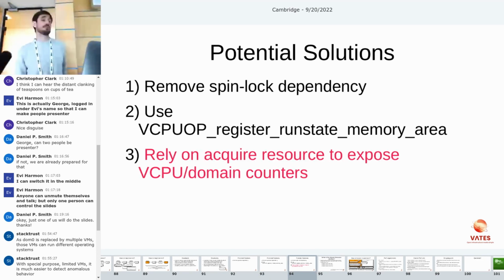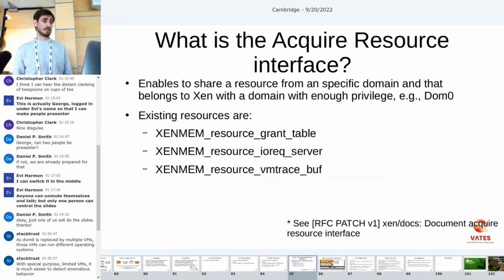So the third option was to try to rely on acquired resource to expose VCPU domain counters, and this is what I'm going to present next. So first, the first question is, what exactly is the acquired resource interface? It just enables sharing a resource from a specific domain that does not belong to Xen with a domain with enough privilege, like for example, DOM0.